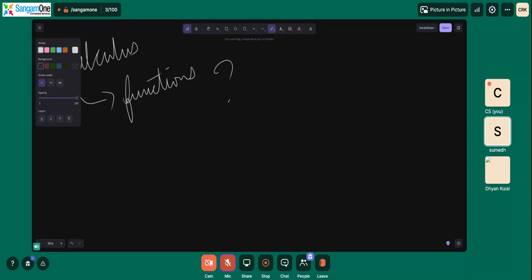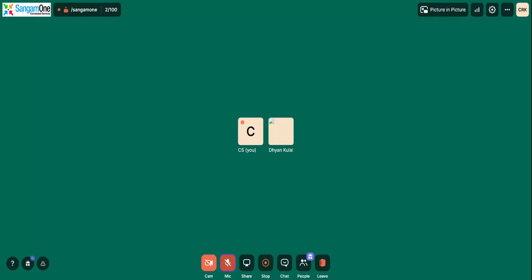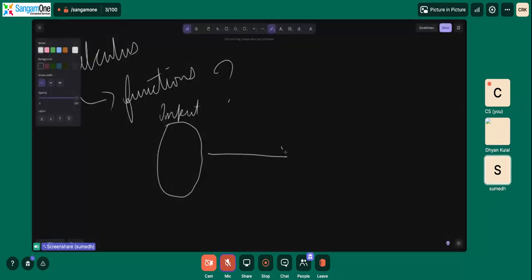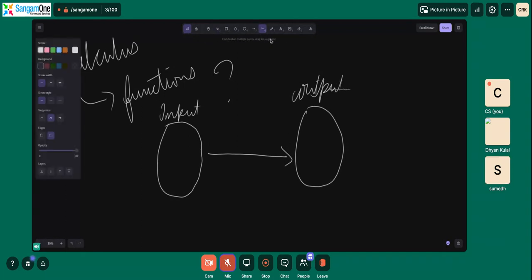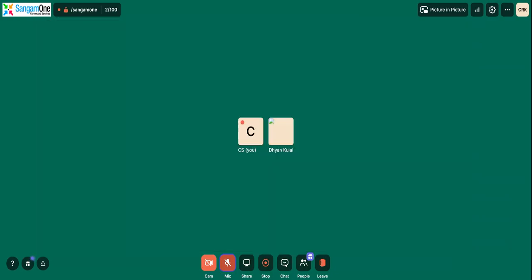Can anyone say what a function is? Function is a predefined set of instructions, and there is some output, and a function is used to define that relation. We can say it like that.